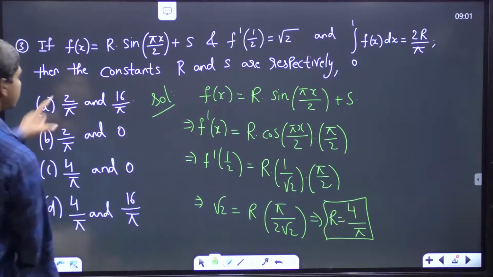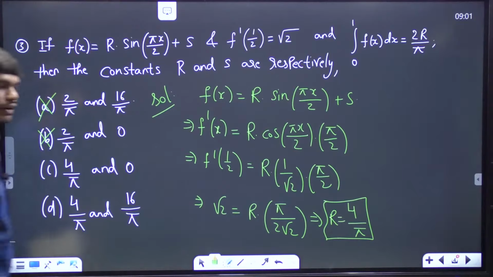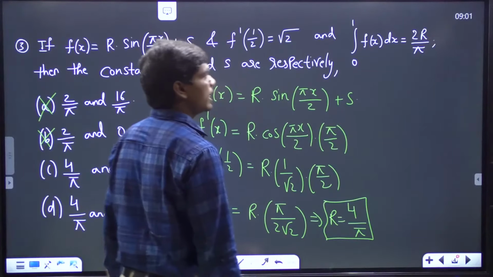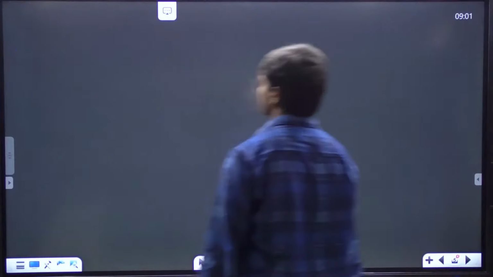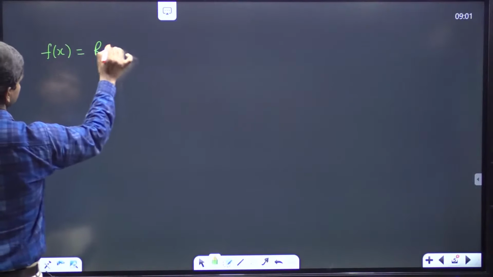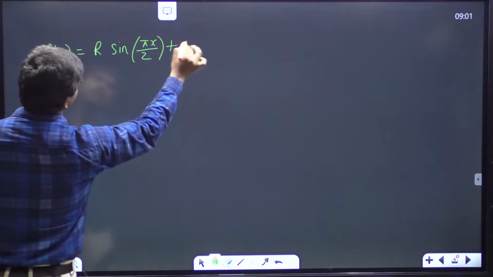Correct? So if you see here, both R values are 2 by pi, which means these two options are wrong, false. Correct? But now both C and D have 4 by pi as the value of R. Now let us integrate this function. Okay, let me use the next page for that. f of x is equal to R sin(pi x by 2) plus S x.